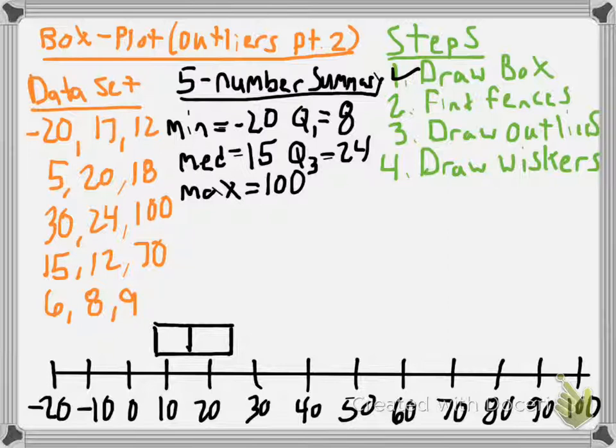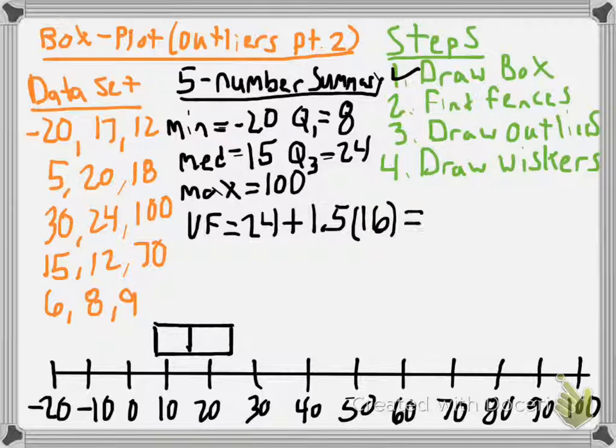This is a formula you're going to have on your formula sheet. You can use this in your classwork. You don't have to memorize this formula. I'm going to do it again. The upper fence is always Q3, which is 24, plus 1.5 times the IQR. And the IQR is always Q3 minus Q1. That would be 16. So if I do the upper fence, I'm doing this on my calculator, 24 plus 1.5 times 16, and I get 48.